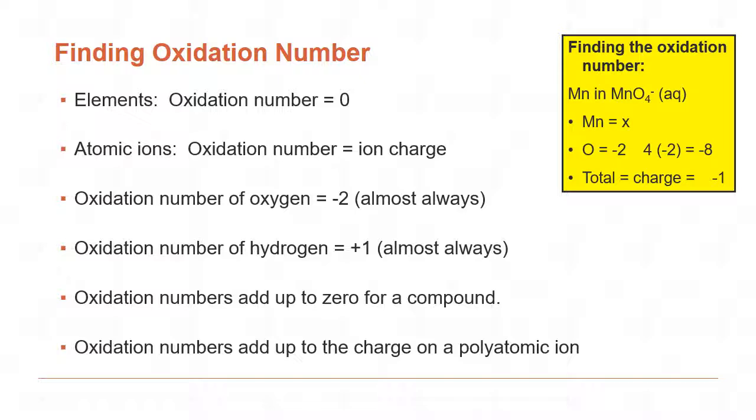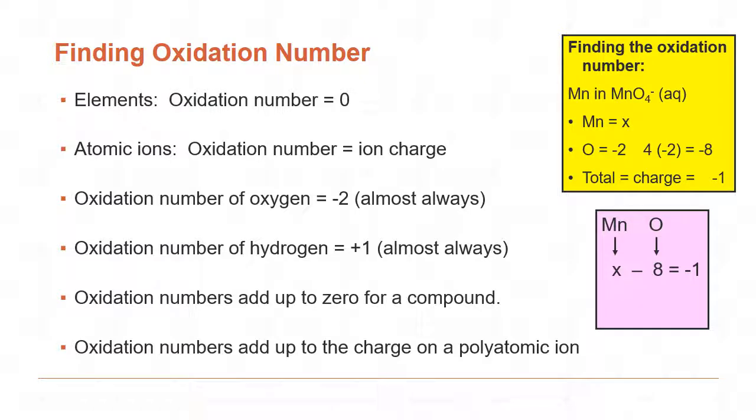And the overall total charge, because the permanganate ion has a charge of -1, X plus the -8 has to add up together to be -1. So we can make a simple algebraic equation out of this. Manganese X minus the 8 from oxygen has to equal -1. Solve that for X, and we find that X, which is the oxidation number of manganese, is +7. Now, does that mean manganese has a charge of +7? No. But again, this is a counting tool, not necessarily a rigorous example of charge like we've seen in the past with Lewis structures or resonance structures.